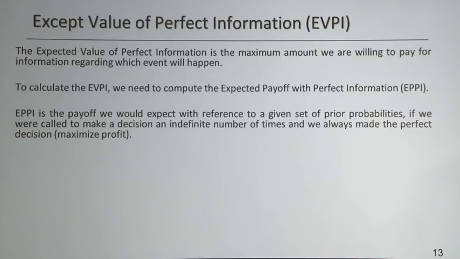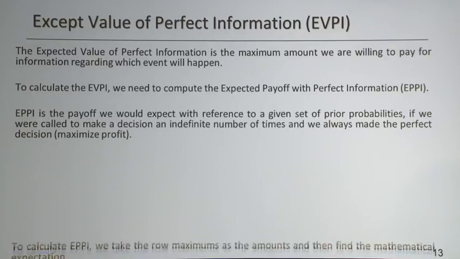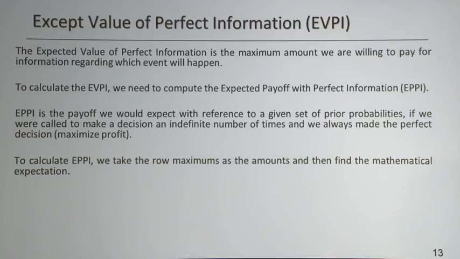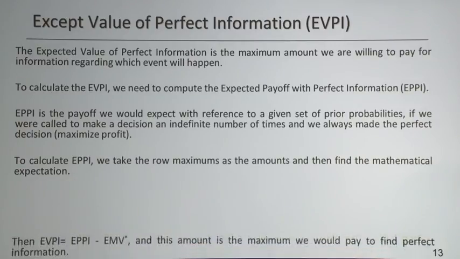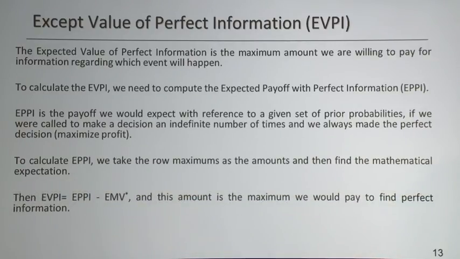So this is the payoff we will expect with reference to a given set of prior probabilities if we were required to make a decision an indefinite number of times and we always made a perfect decision. We always maximize the profit. So to do this, E stands for an expectation, but we just use the row maximums as the amounts. And then we just work out the expectation of the row maximums. So EPPI is how much we would make if we knew for certain what was going to happen. Okay, this is our best possible.